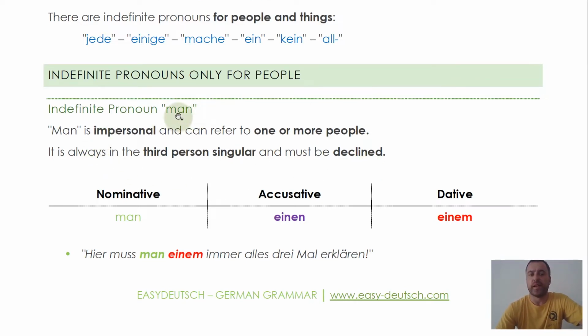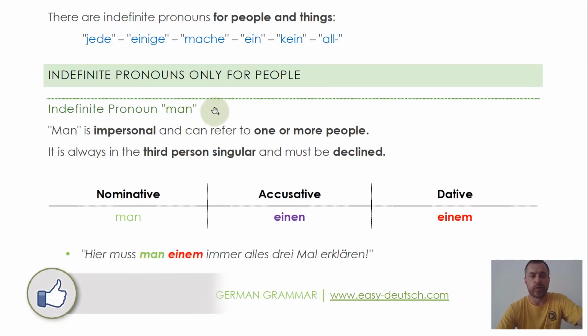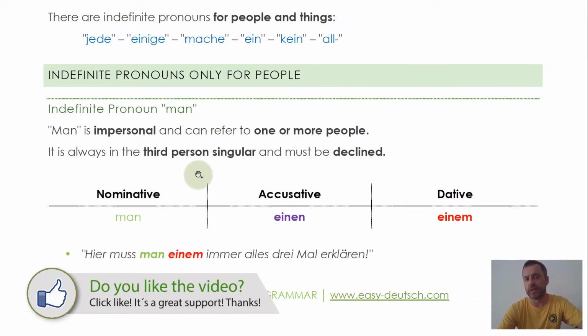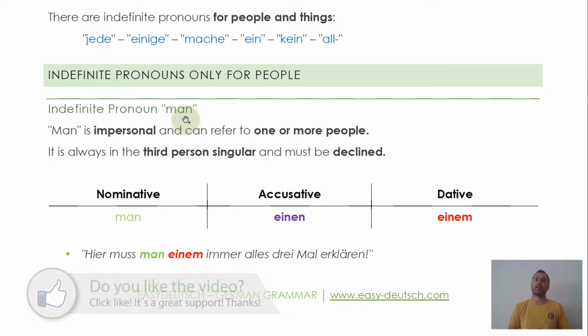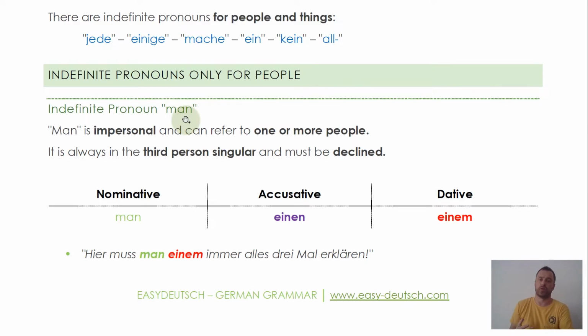You probably have seen that one already. The indefinite pronoun man. Often you see this also together with he, she, it, er, sie, es, man. Because man is simply the general version of he, she, and it. So if we don't want to be very specific, if we are just talking about everybody or a group, something like this, it's very impersonal and can refer to one or more people, and it's always third person singular.